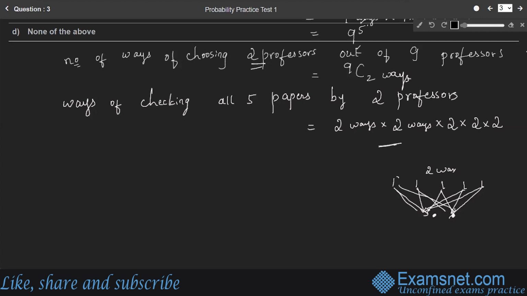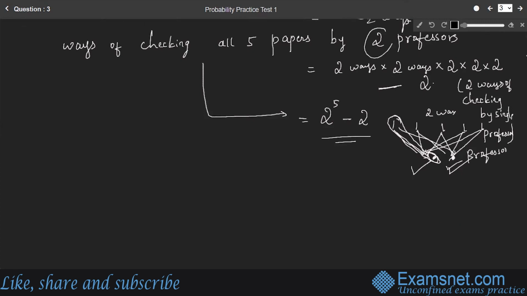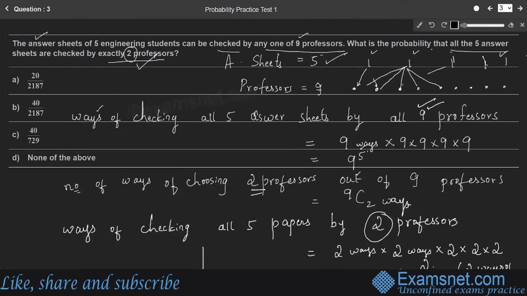So minus 2, because there is a possibility that a single teacher can check all the papers. Since there are two professors here, this minus 2 indicates the two ways of checking by a single professor, that means either by the first professor or the second professor. Therefore, 2 raised to 5 minus 2 is nothing but the ways of checking all 5 papers by 2 professors. Here the question is the probability that all the 5 answer sheets are checked by exactly 2 professors.